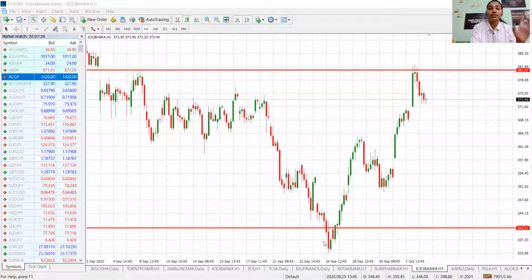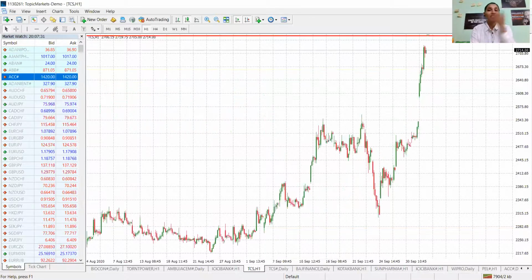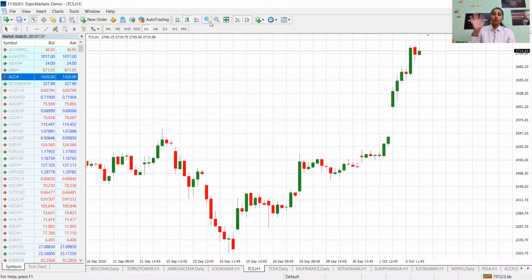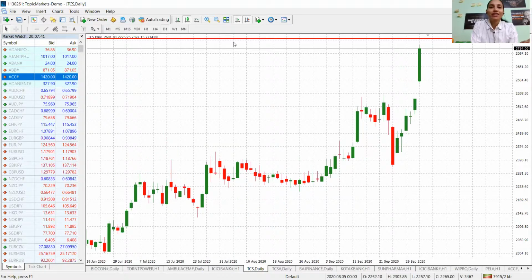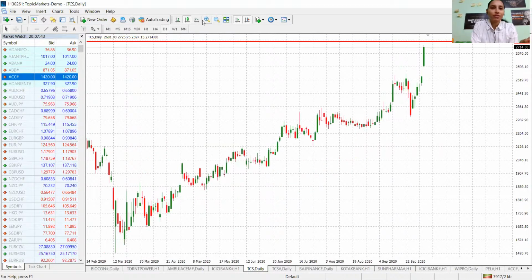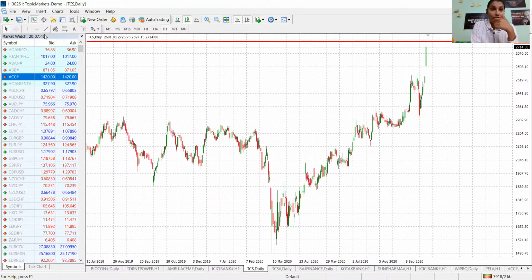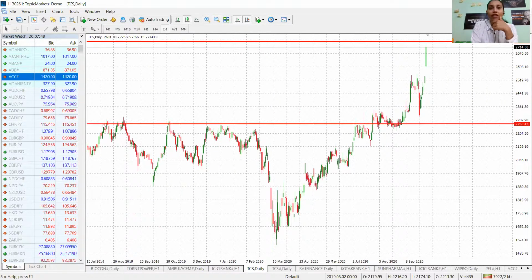Yes, so before that, let me just talk about this TCS. What happened today in TCS? How many of you actually saw this trade, the TCS stock? So let me give a quick look at it over here. This was a beautiful move, and we have been tracking it from this level actually.